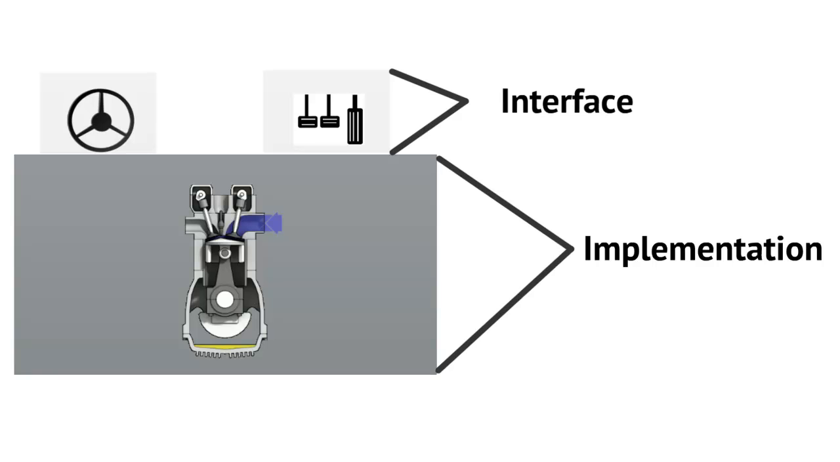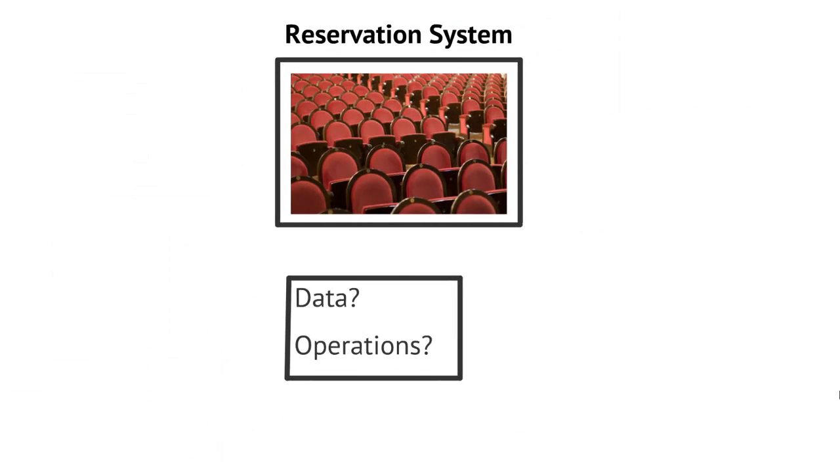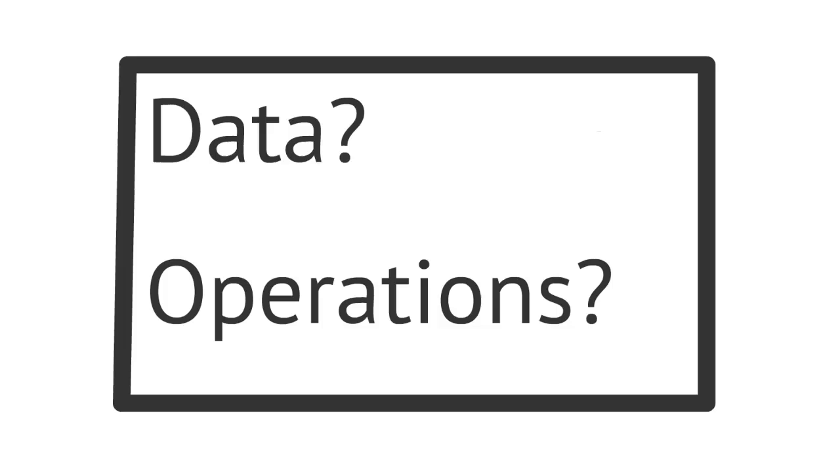All right, so let's take a look at another example. Let's say that we wanted to model a reservation system, maybe for a concert hall. In terms of modeling a reservation system as an abstract data type, we have to think about the data, and we have to think about the operations. The data part would be the seats, and also representing whether the seats were reserved or available. So we'd have to have some way to do that.